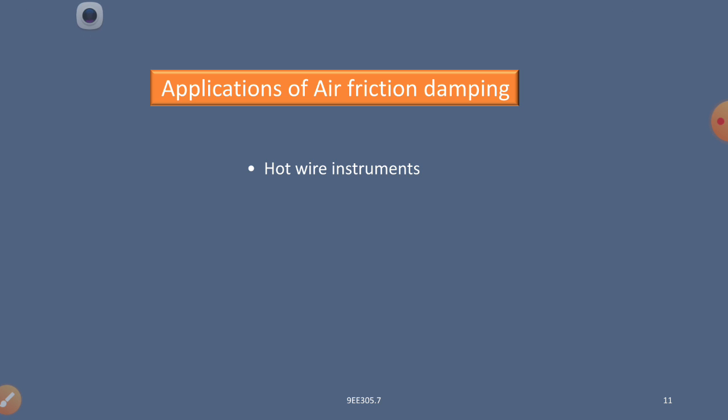When temperature changes, the pointer will change its position. To avoid the overshoot and undershoot of the pointer on a calibrated scale, we are going to use air friction damping, and it can be used in MI instruments, moving iron instruments. What do you mean by the moving iron instruments? We will see later. And we can see this type of damping also in the dynamometer type instruments.